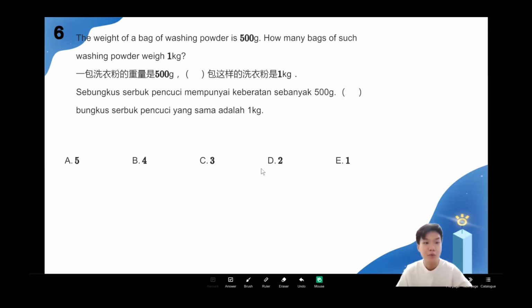Question 6. The weight of a bag of washing powder is 500 grams. How many bags of such washing powder weigh 1 kilogram? We know 1 kilogram equals 1000 grams. And we can use 1000 grams divided by 500 grams, which is per bag, equals 2. So the answer is D.